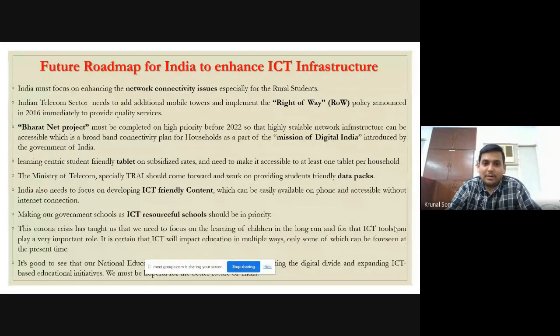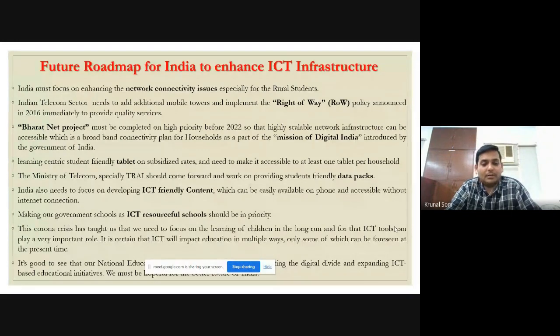BharatNet project must be completed on high priority before 2020, right? Still it is in progress, so the government needs to work a little bit faster in this particular process. And the Mission of Digital India is already running by the government of India. Many times we have seen in many government universities that the government is offering a tablet to graduate students for access to various tools and techniques for the teaching learning process through ICT tools. So this is also going on.